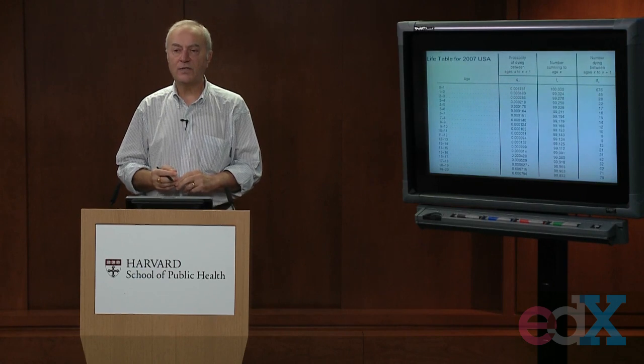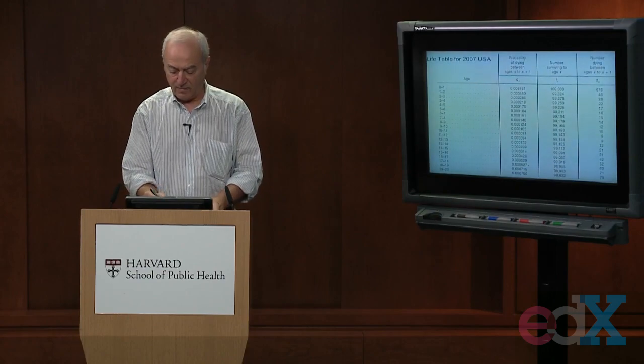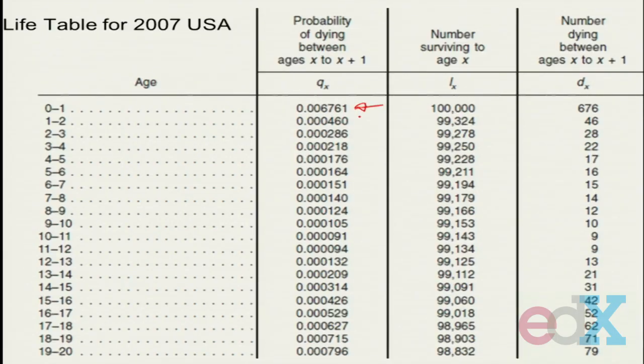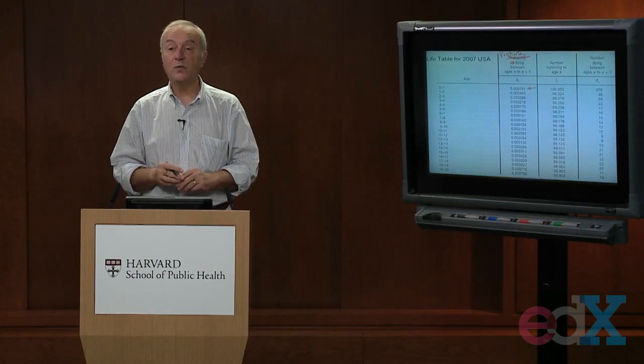Look at all those babies born in 2007 and see what proportion of those babies pass away in the first year of life. And that is this number here. Now, they've stated it as probability. Forget about probability for the moment, because we'll come to that shortly. Let's just call it proportion. We'll see later that proportions and probability are roughly the same thing. So the proportion dying in the first year of life is 0.006761. And that we get from the people born in 2007.